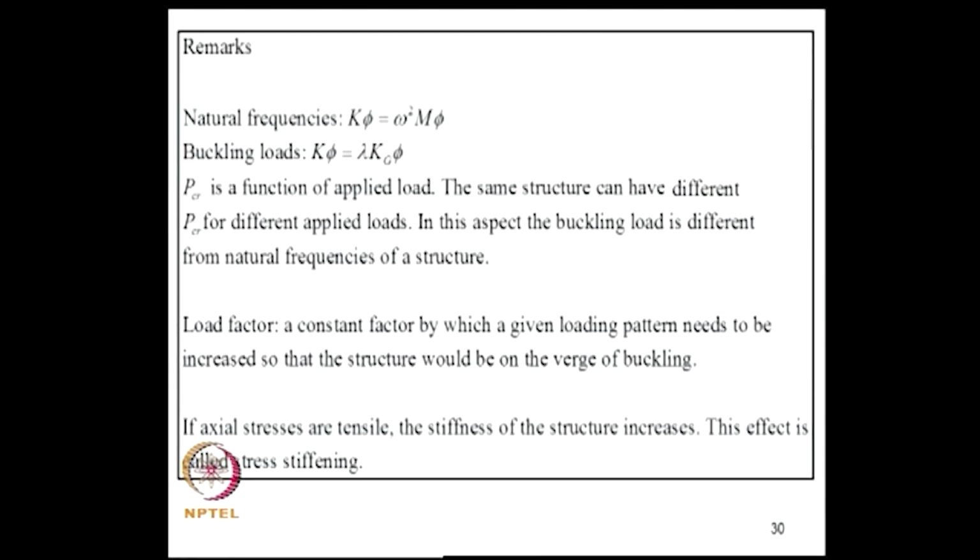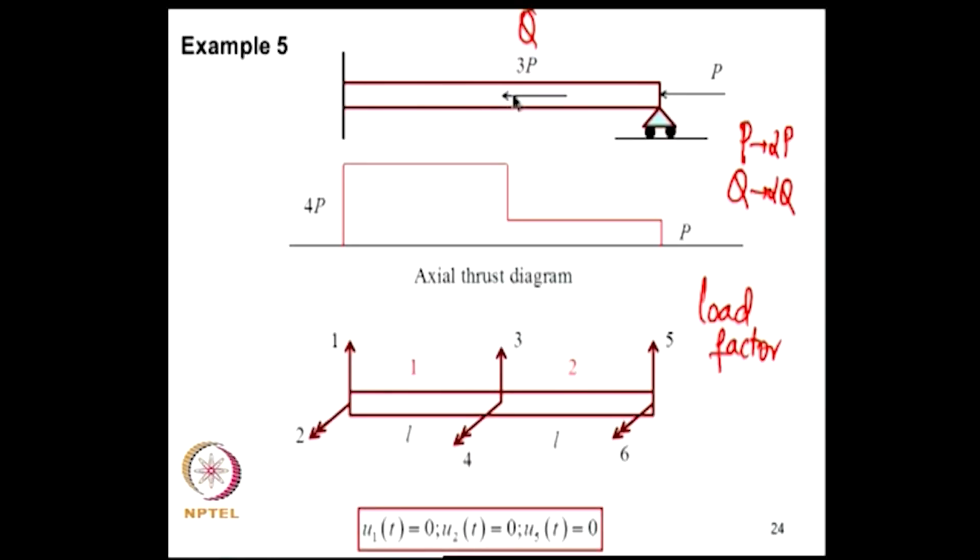Now, one important difference that we have to notice between these two problems is that P critical is a function of the applied load. The same structure can have different P critical for different applied loads. For example, we considered this problem, because there is a load 3P, the same propped cantilever will have a different load factor than when this 3P was not there and only P was there; you will get another load factor.